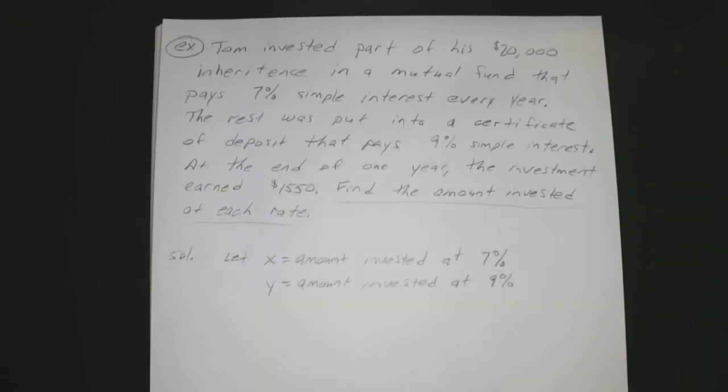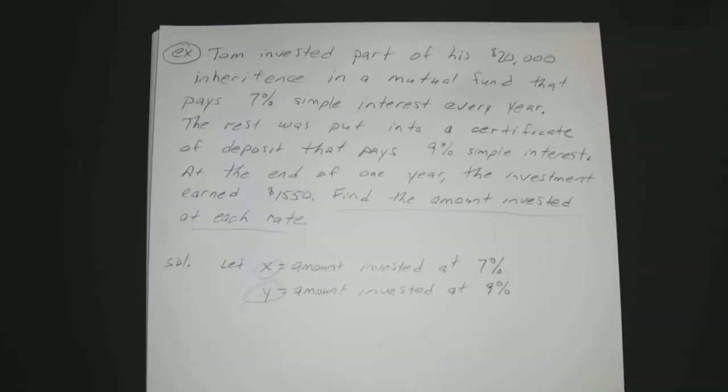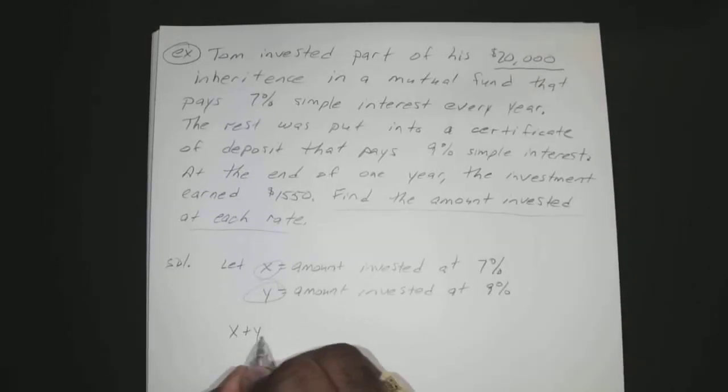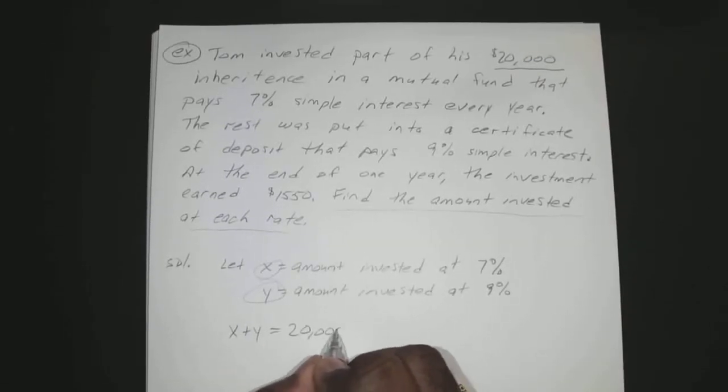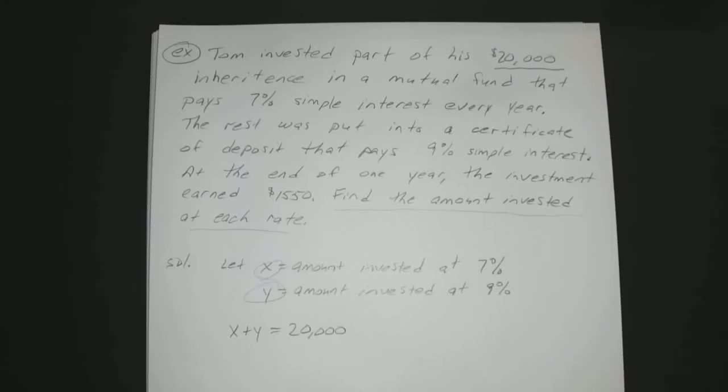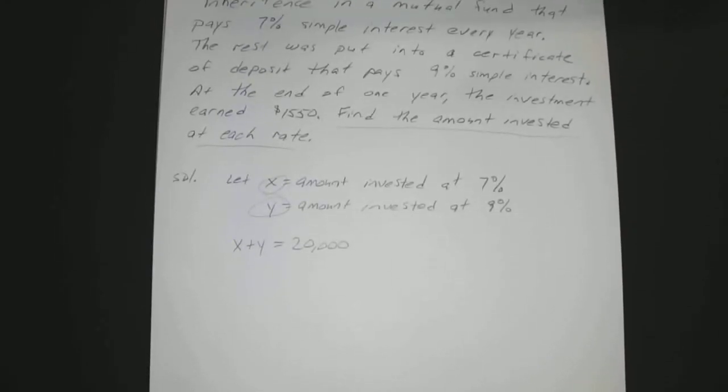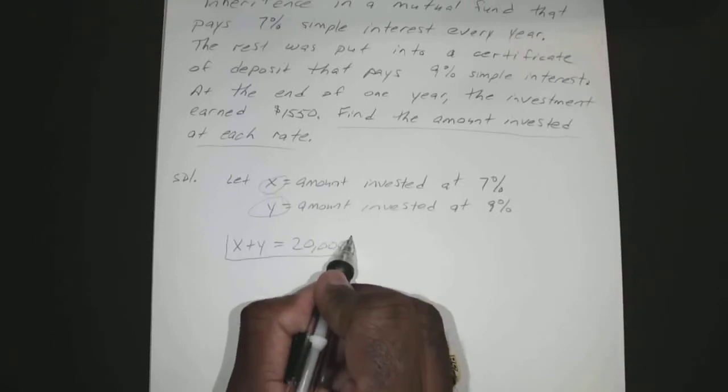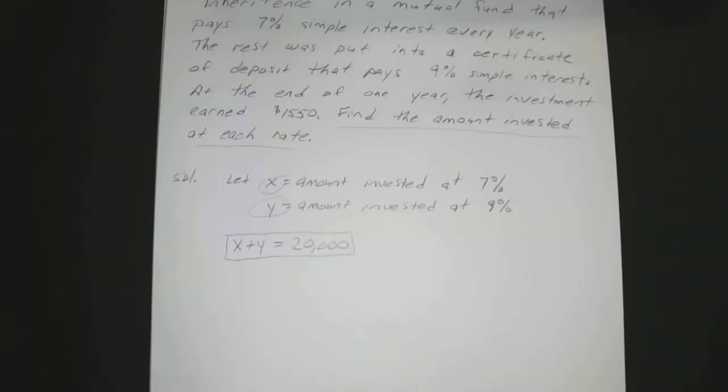We can use those two things to give us our first equation, because we know he invested so much at 7% and so much at 9%. The total amount at the very beginning they told you was $20,000. So the amount he invested at 7% and the amount he invested at 9% has to equal $20,000. So we have x plus y equals 20,000. This is one of our equations.